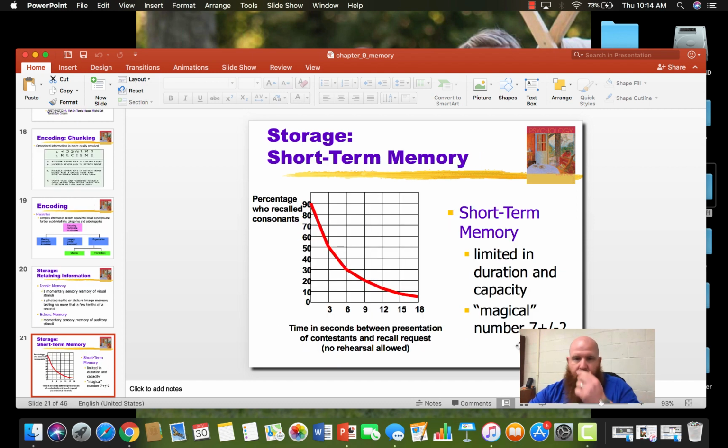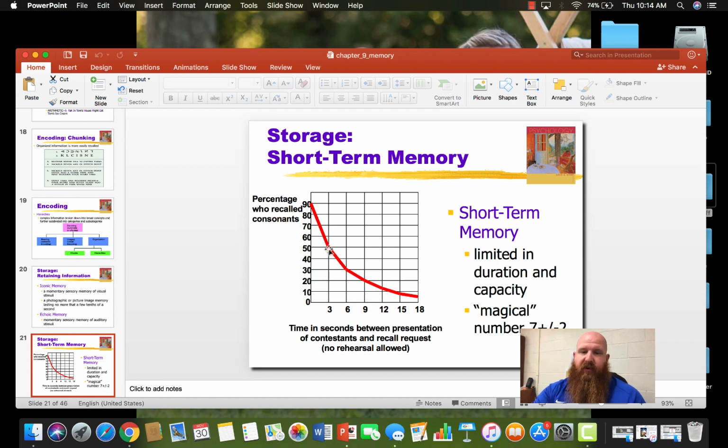Talked about short-term memory. And I know you did the simulation yesterday. If you've not, it's posted on Google Classroom. Make sure you do that. But we talked about an experiment where if I gave you a series of consonants and did not let you rehearse, remember, rehearsal is what puts things into long-term memory, which kind of doesn't help us out when we're trying to test short-term memory. If I gave you a series of consonants and didn't let you practice or rehearse, the more time went, the less you would get.